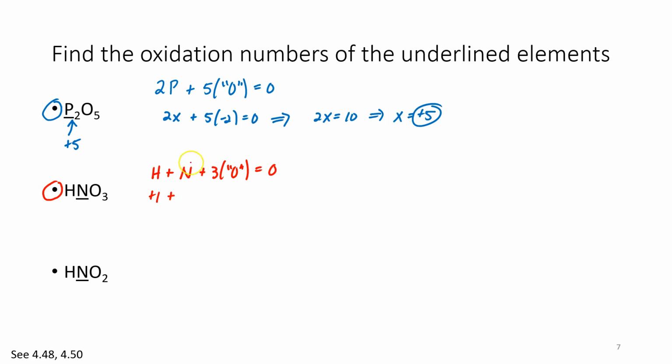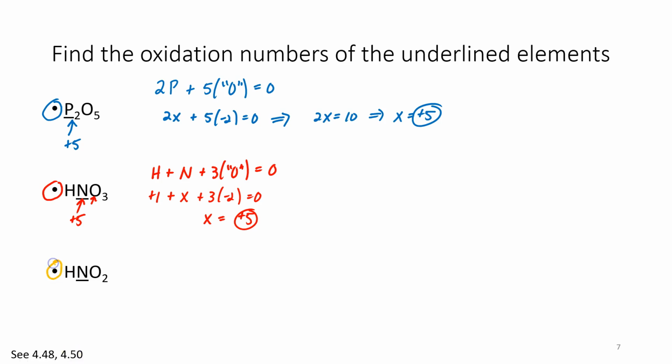I'm going to change this N to an X, and then 3. What is the oxidation number of oxygen in this compound? Well, oxygen is usually a -2 unless it's in a peroxide. This is not a peroxide, so it's a -2. And now we can do the algebra. I think X is going to be a +5. So that is the oxidation number of nitrogen in nitric acid.